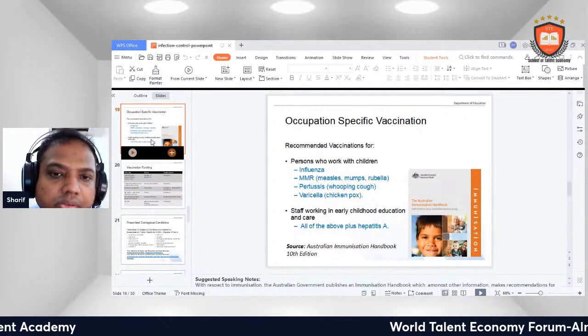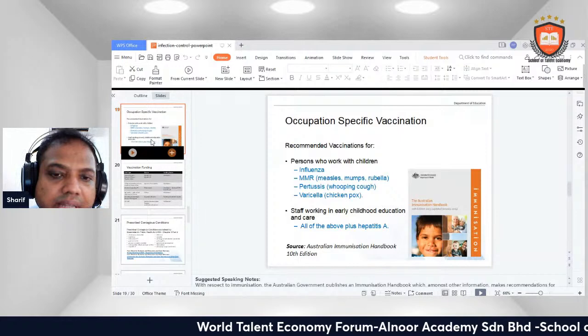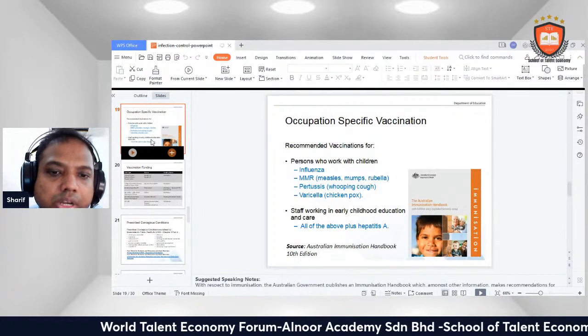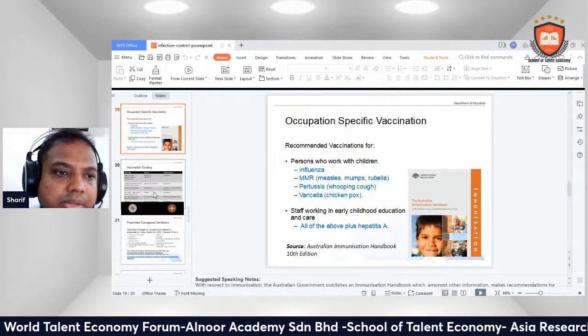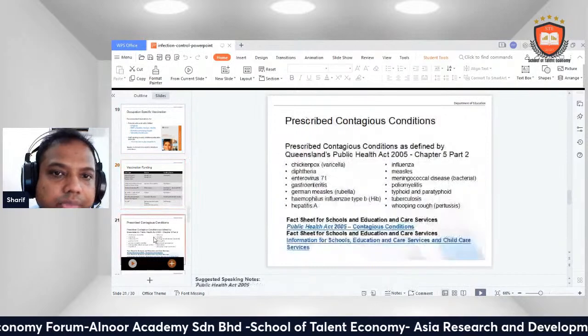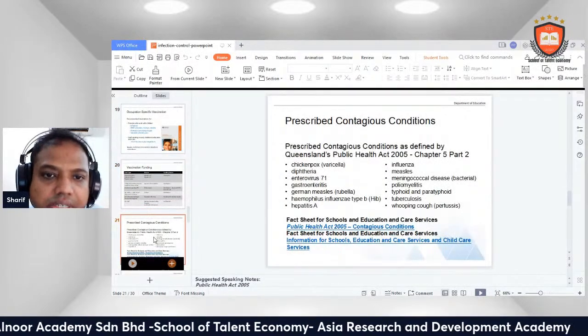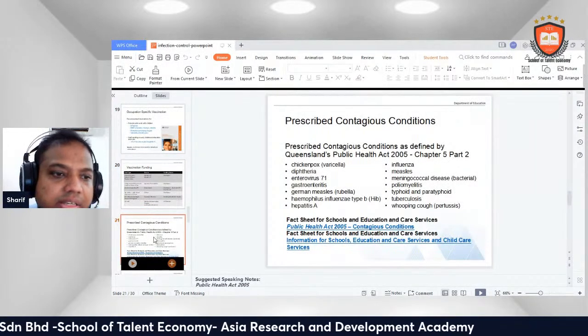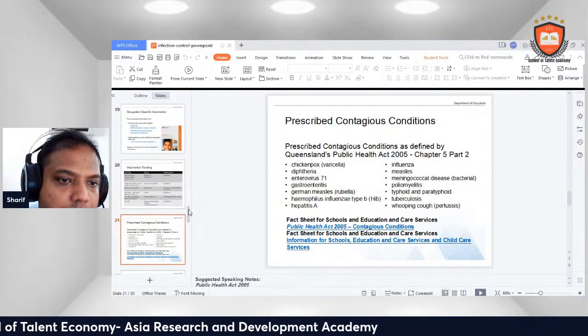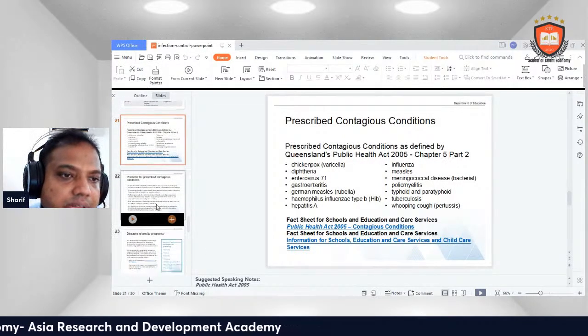Occupation recommended vaccination: influenza, MMR, pertussis, and varicella. Staff working in early childhood education and care, all of the above plus hepatitis. Vaccine-preventable conditions, chickenpox, and many other things are actually happening right now, and we have to be careful about this kind of disease.